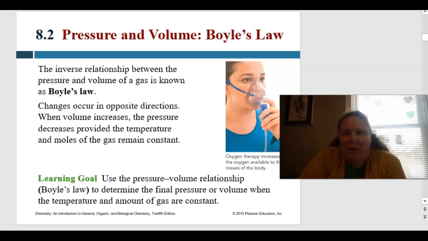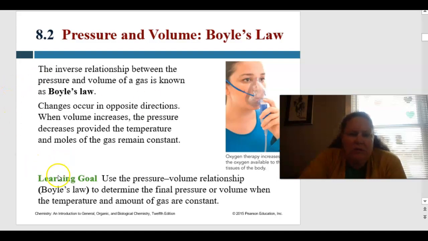Now, talking about Boyle's law. The inverse relationship between the pressure and volume of a gas is known as Boyle's law. So when we have changes that occur, they occur in opposite directions. When a volume increases, that means that the pressure is going to decrease, provided that the temperature and the moles of the gas remain constant, because we can only change one thing at a time to do pure calculations.